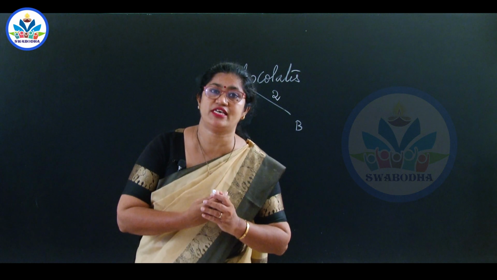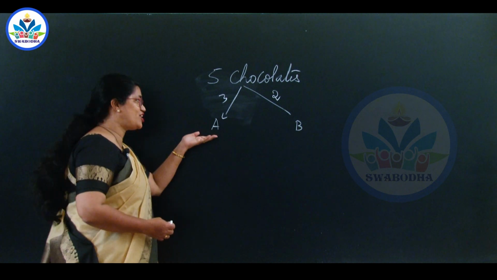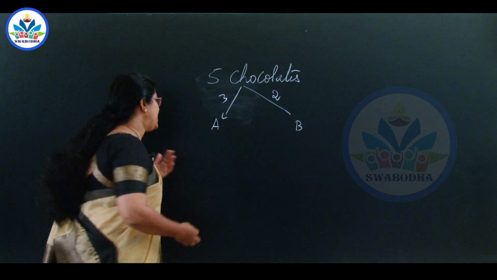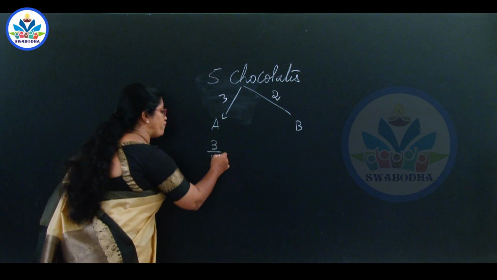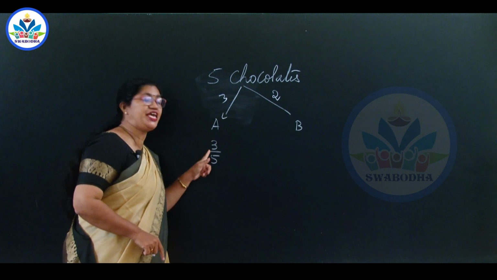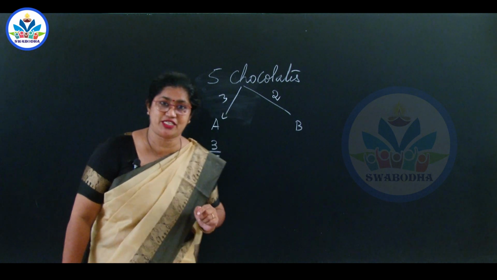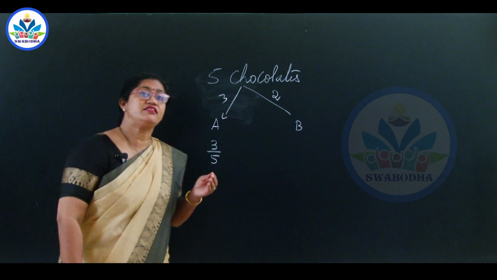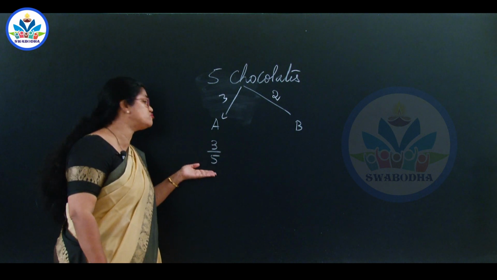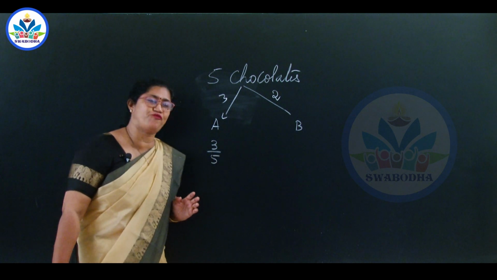Now, if I were to tell you what is the share of A? Totally there were 5 chocolates and A gets 3 out of 5. Out of a total 5, share of A is 3. So, 3 by 5 is a fraction which represents one quantity, and that is the share of A with respect to the total quantity.